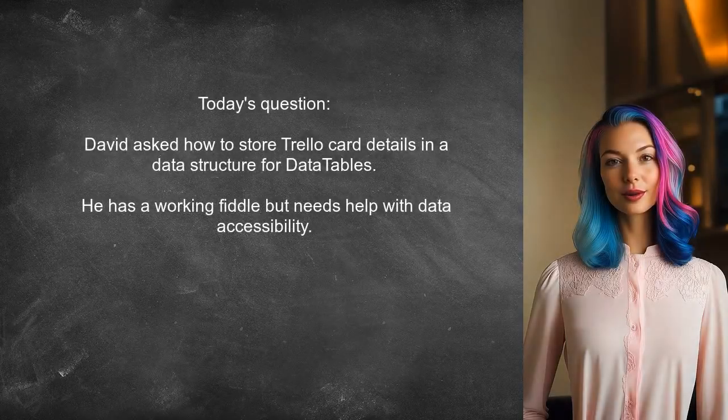Here's the specific question we're addressing today. One user, David, asked how to store Trello card details in a data structure that can be passed to the Data Tables plugin. He has a working fiddle but is unsure how to make the card data accessible outside the inner loop. Sound familiar? Let's dive into it.